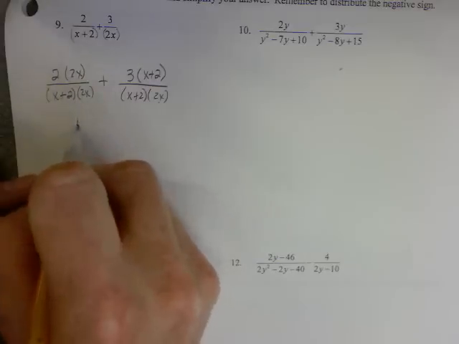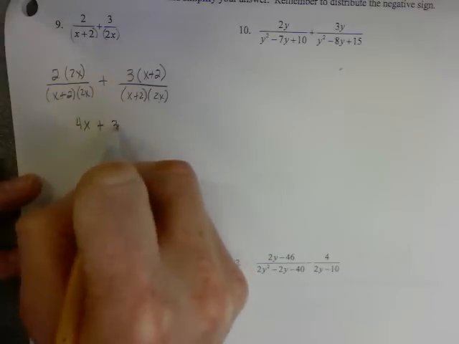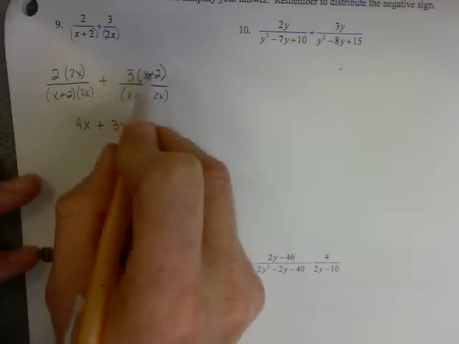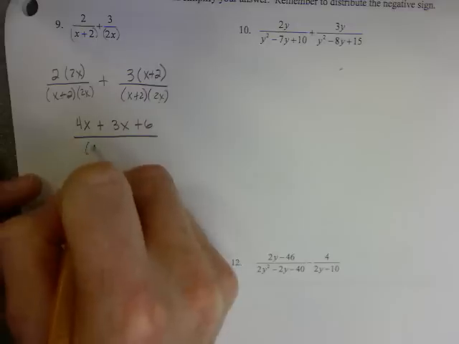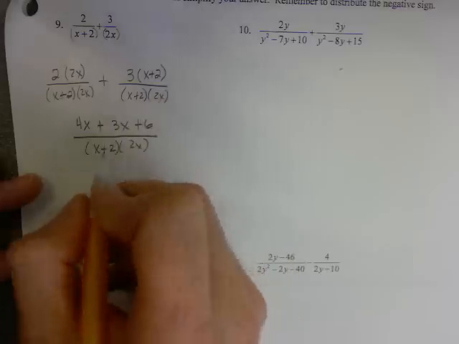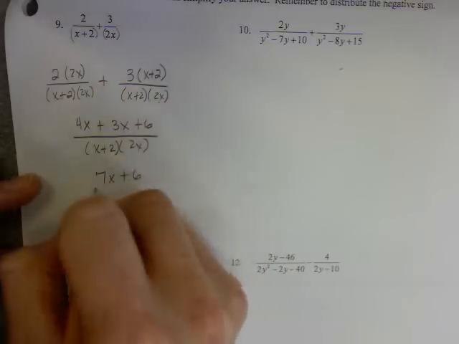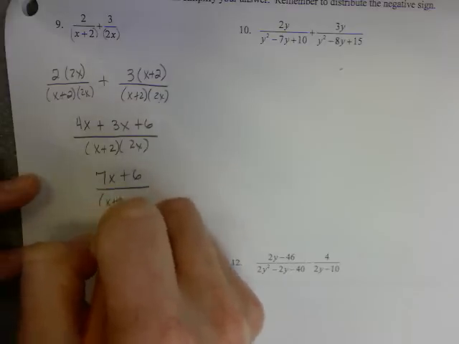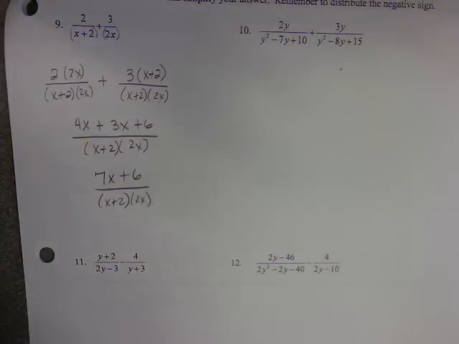2 times 2x is 4x, plus 3 times x, which is 3x, plus 3 times 2, which is 6. And this is all over the common denominator of x plus 2 times 2x. We can combine our like terms and get 7x plus 6 over x plus 2 times 2x. And that's as far as we can go.